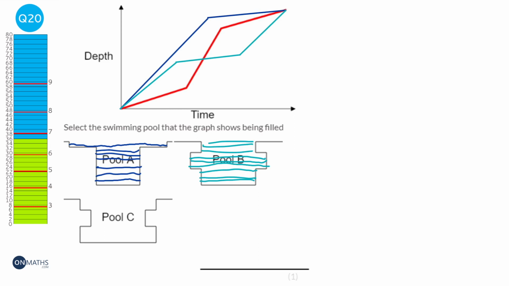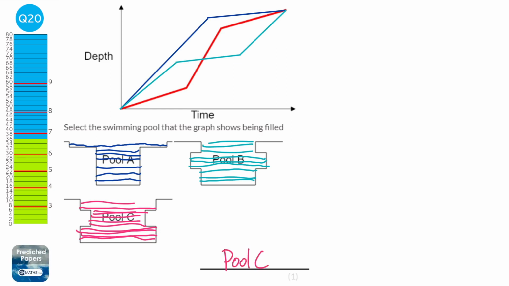Pool C, however, we can see it goes slowly at the start. And then because it's thin, it will go quicker, so nice and quickly, and then it will go slowly again. Well, that is a perfect description of the graph that we're given. So the graph we're given is definitely going to be for pool C.